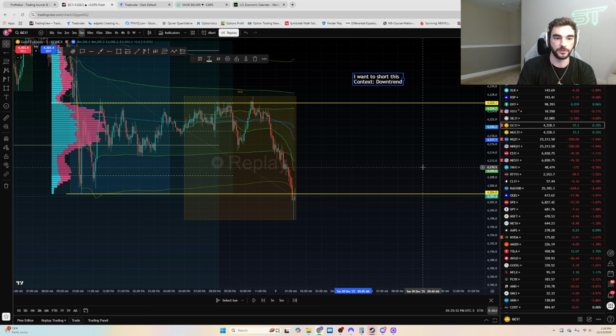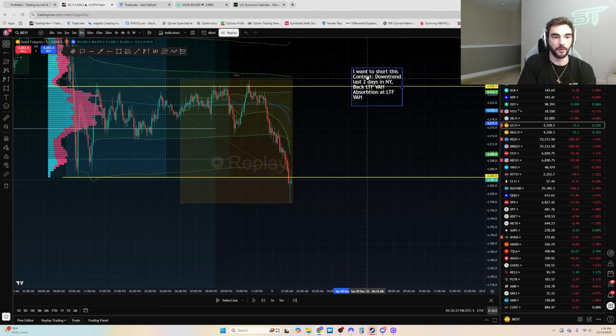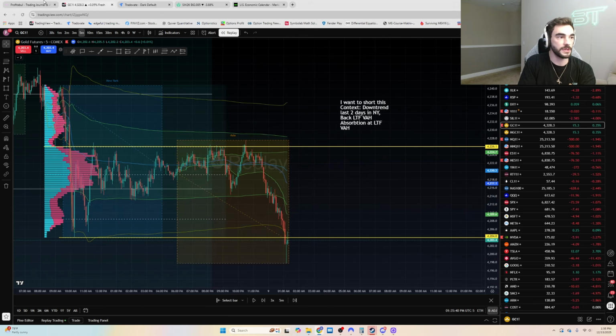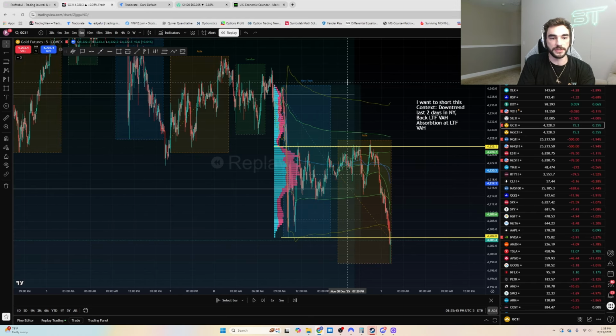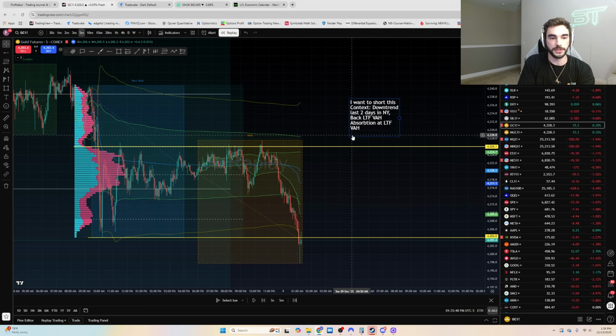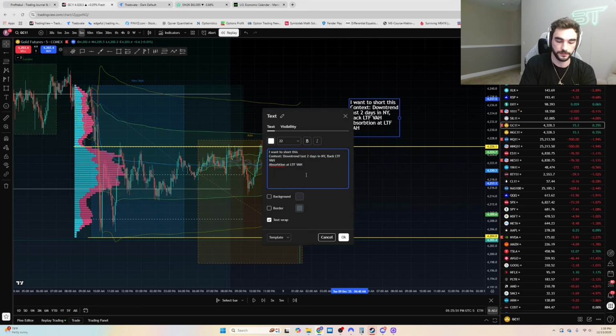Downtrend last 2 days in New York. Back at low time frame value area high. Absorption at low time frame value area high. New York low sweep is what I want to use. So my stat is saying one side of New York is going to break. Does this look like it's going to come up and break these New York highs? No, we're struggling up here. So I want to lean towards that New York low.